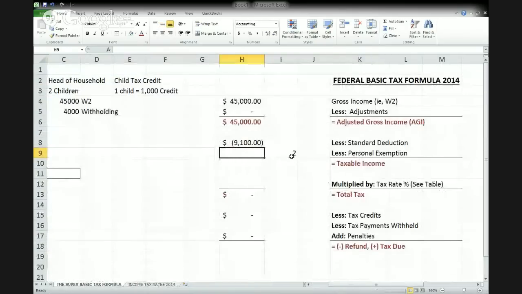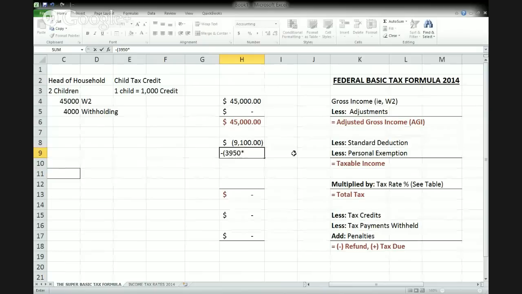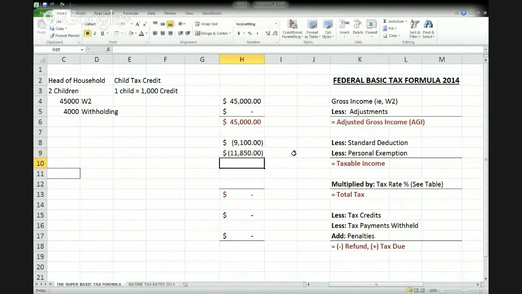Then we have personal exemption. How many people do we have in the taxes? We have the mother, the head of household taxpayer, and 2 children. So that's 3 people in taxes. To figure out how much you would charge as a personal exemption, again we're doing negative because we have to subtract it, but it's going to be $3,950 multiplied by 3, which is $11,850 because we have 3 exemptions.